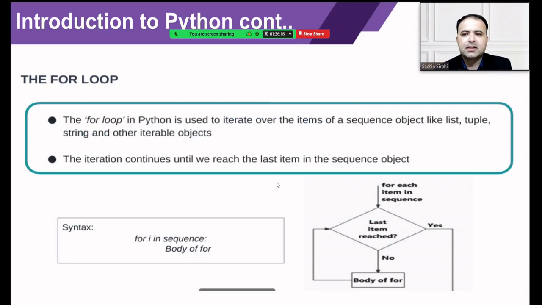Now I want to discuss the for loop. The for loop in Python is used to iterate over the items of a sequence object like a list, tuple, string, and other iterable objects. The iteration continues until we reach the last item in the sequence object. Obviously, it is also a concept of the loop.